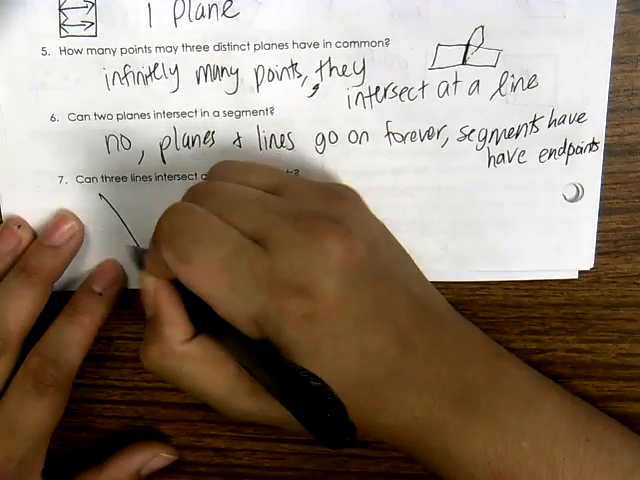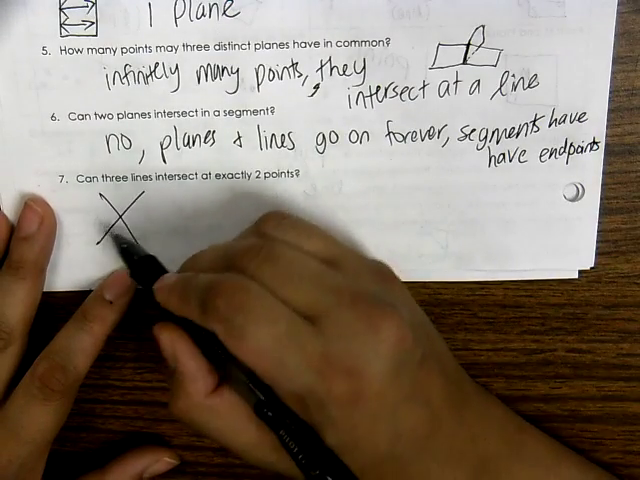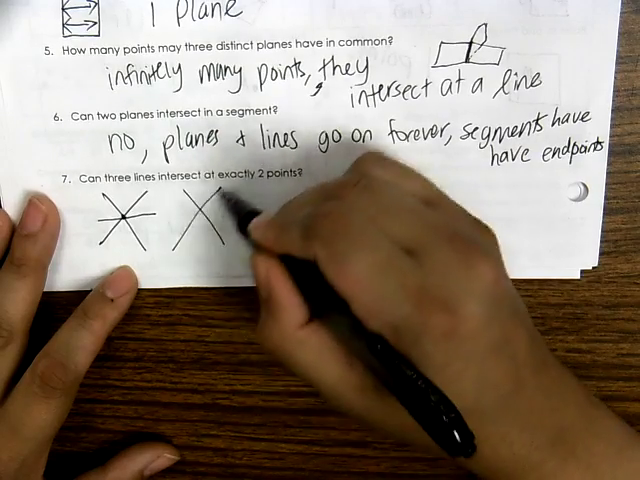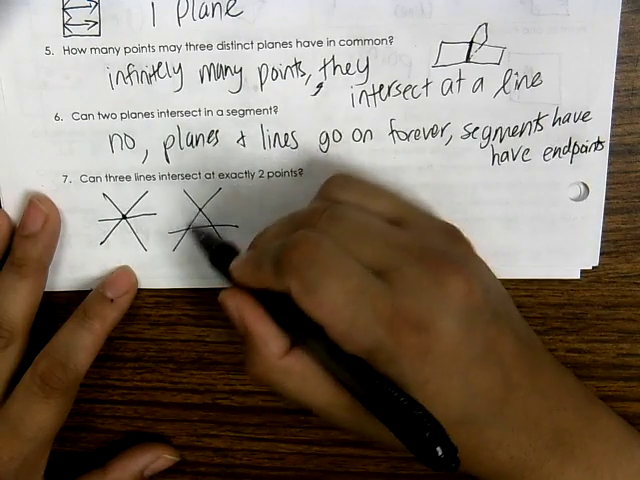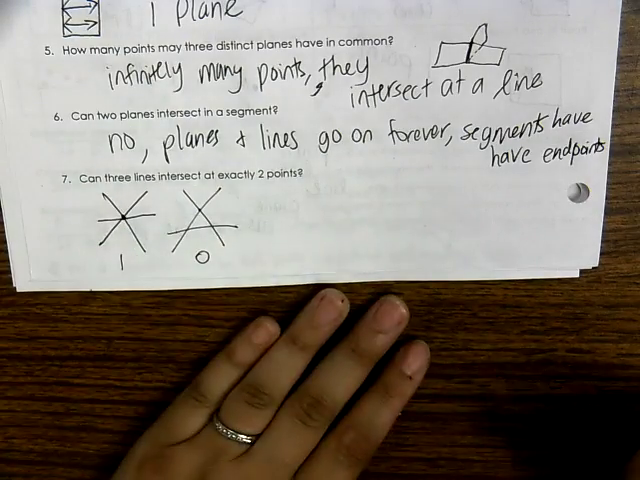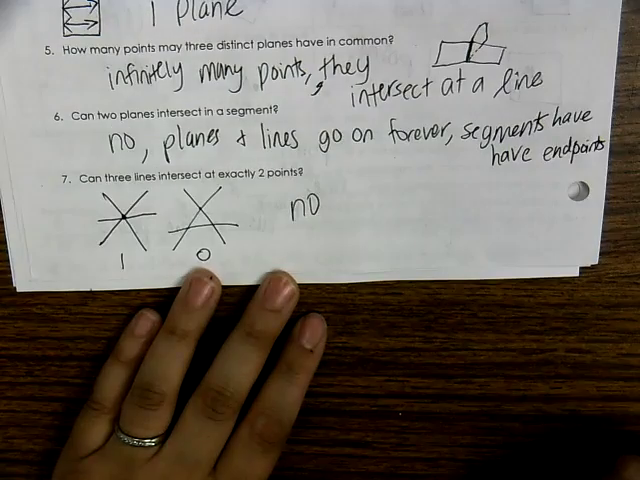Well, let's imagine this and draw different ways. They could definitely do 1 if all 3 go through the same point. And they could do 0 if they don't have any common points. So 2 is not possible. The 3 lines could not intersect at exactly 2 points.